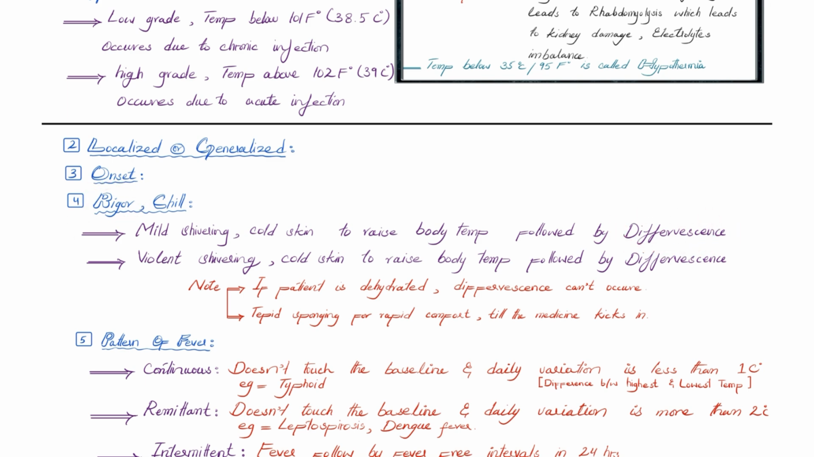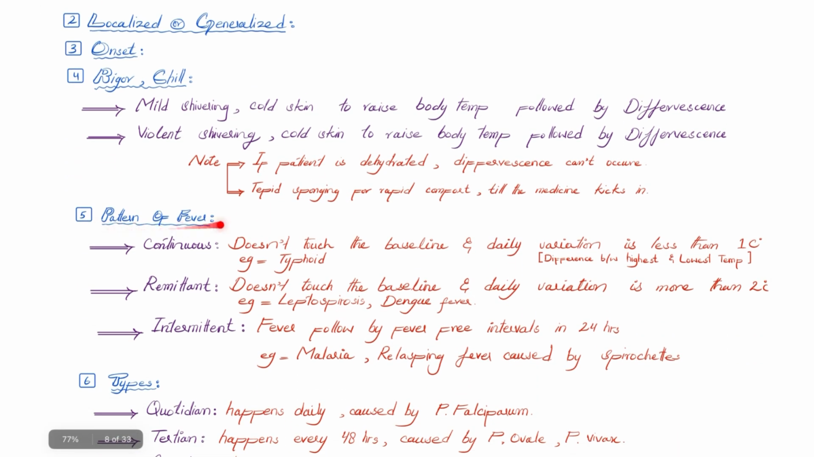Rigor is violent shivering, and this violent shivering extremely raises the body temperature within a very short time. However, when shivering occurs, the skin is cold, and when the body temperature is raised, it is followed by sweating, also called defervescence. Now remember, sweating does not occur if the patient is dehydrated, and normally, before the medicine has to kick in, we ask the staff or nurse to do tepid sponging of the patient to give the patient rapid comfort. In GLORTAP, P stands for pattern of fever.